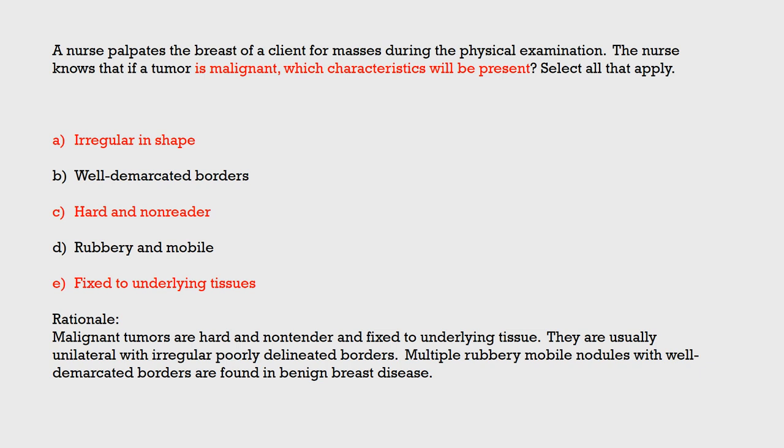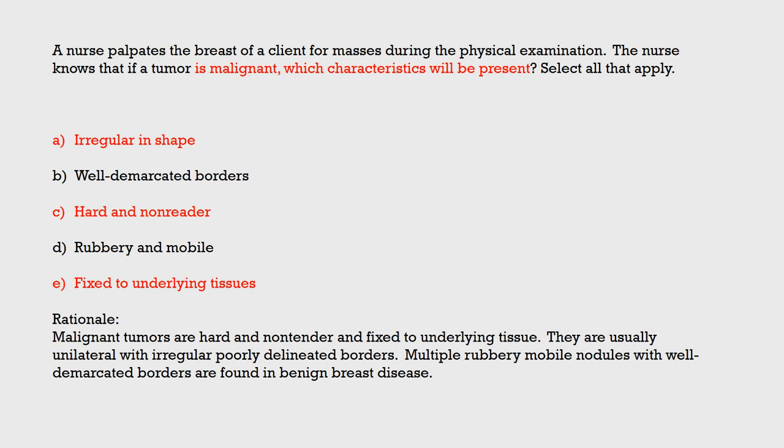Malignant tumors are hard and non-tender and fixed to underlying tissues, and they are usually unilateral or with irregular borders. All the other characteristics, those are going to be associated with benign breast disease. So make sure you have those straight in your head. Malignant are hard, immobile, fixed to surrounding tissue or soft tissue, poorly defined or irregular margins, hard and non-tender.